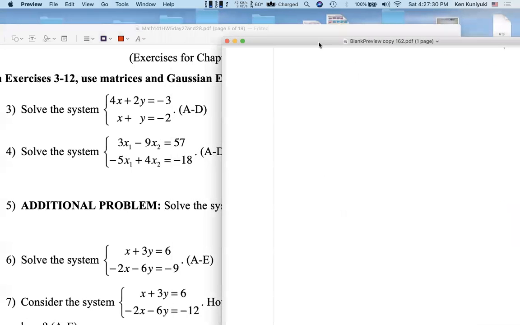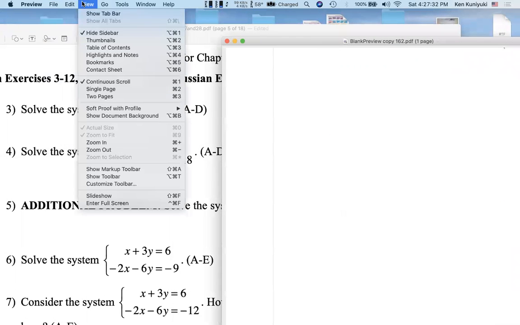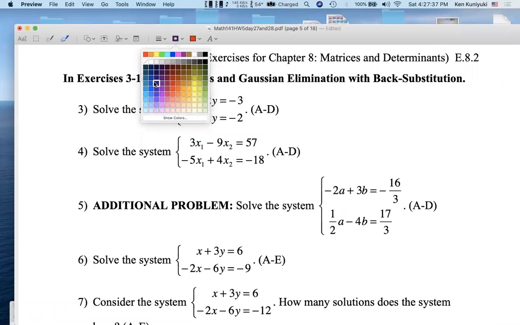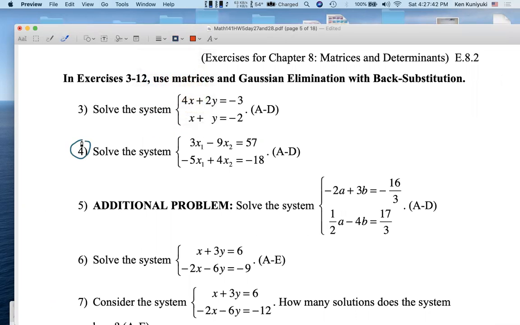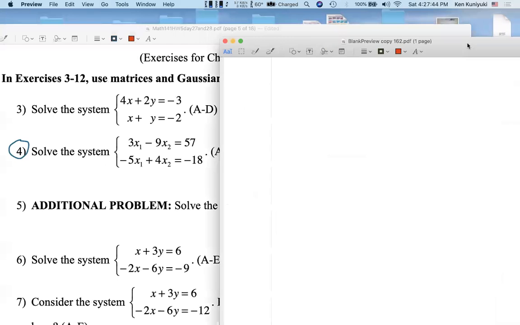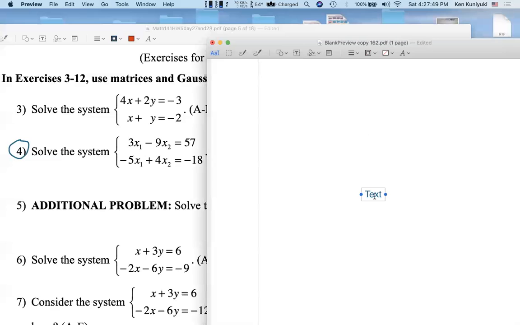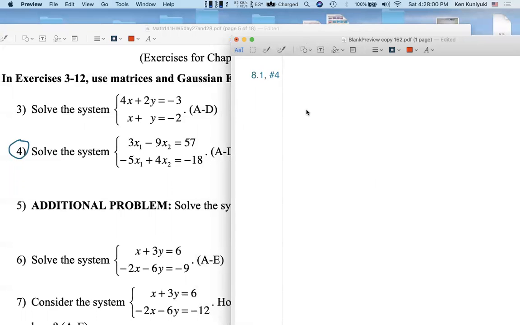All right, so let's see here. I'm going to mark this in. Let's go back to blue, or how about maybe a dark turquoise? Okay, so this is 8.1 number 4. Solve the system. Okay, so here's a given system, and let's go ahead and write the first augmented matrix.